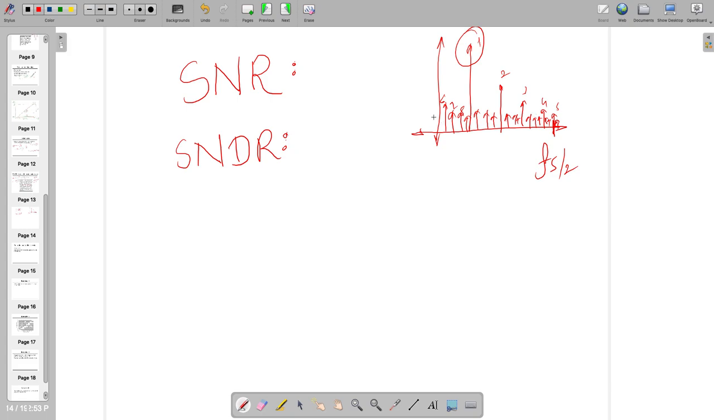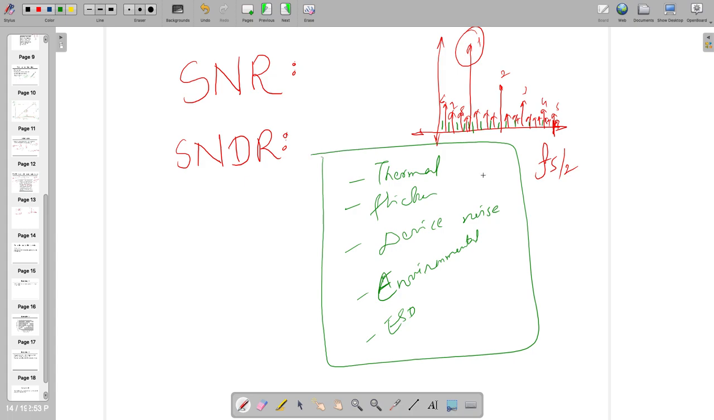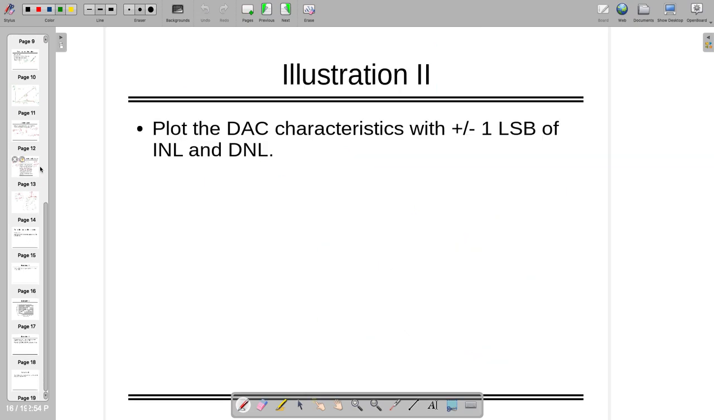But on top of all these, you may have something called device noise, or you must have studied thermal noise, stochastic flicker noise, all the device noise, or what you would call environment noise. Sometimes electrostatic discharge, all these things are available as different noise. Those are stochastic, those are known as noise. So if you are taking noise plus all this distortion, I am going to call it signal to noise and distortion ratio.